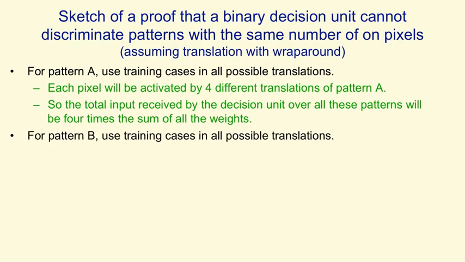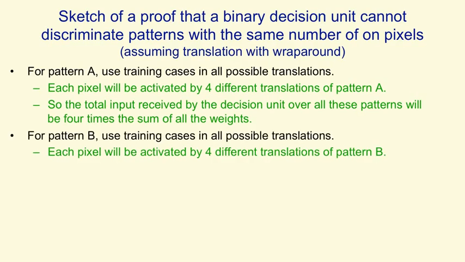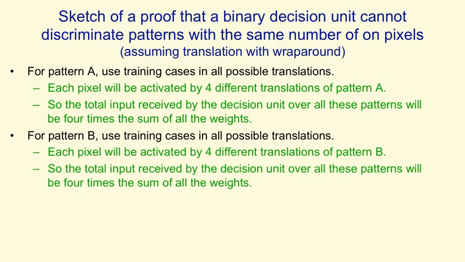Now consider pattern B. We're going to make the negative cases be pattern B in all possible translations. And again, each pixel will be activated by 4 different translations of pattern B. So the total input that the decision unit receives over all those different translations of pattern B will again be 4 times the sum of all the weights.